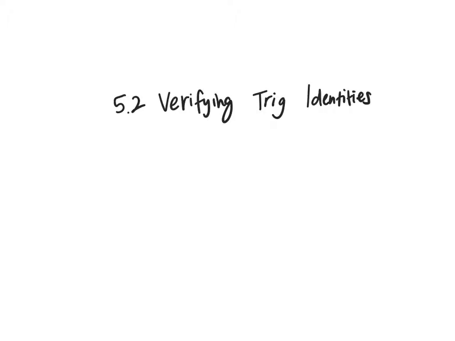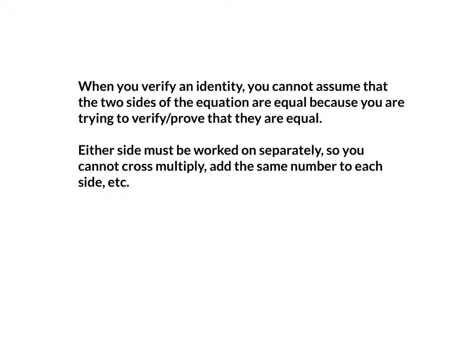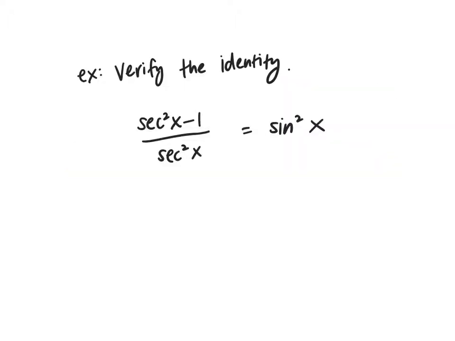So when you verify an identity, you cannot assume that the two sides of the equation are equal, because you're trying to verify or prove that they are equal. So here's the important part. When you are verifying identities, either side must be worked on separately. So work on the left-hand side on its own, right-hand side on its own, or just one side at a time. But you cannot cross-multiply or add the same number to each side. You can't balance the equation. You have to keep them separate because you cannot assume that they are equal, since you're trying to prove exactly that.